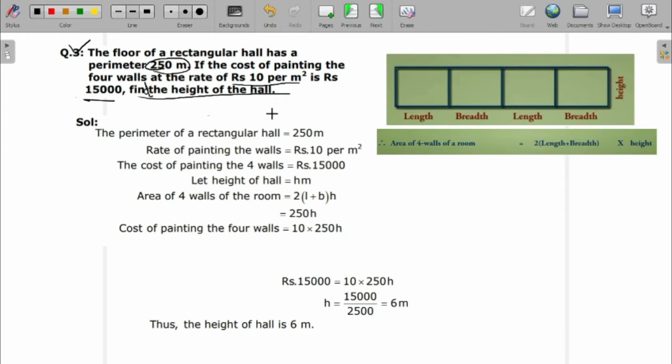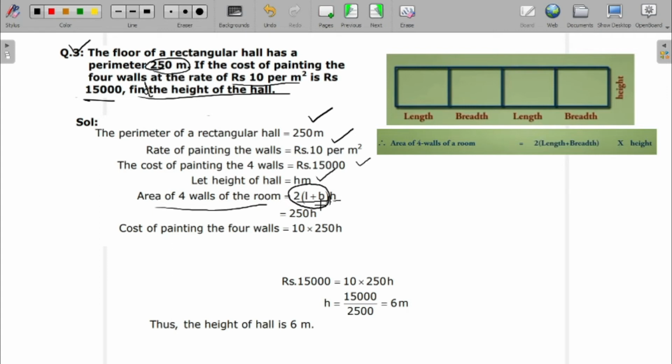So what we will do? The perimeter of the hall is 250 meter. The rate is 10. The cost of painting the wall is 15,000. So let the height be h. So the area of 4 walls is 2(L plus B) into H. And what is this? This is the perimeter.